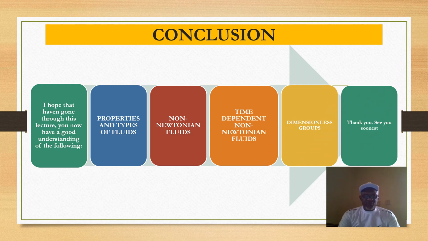Thank you very much. We've come to the end of this module. We've looked at properties and types of fluids. We looked at non-Newtonian fluids, time-dependent non-Newtonian fluids, and we also looked at some dimensionless numbers: Reynolds number, Schmidt number, Grashof number, and so on. I'm expecting to see you in the next class. Thank you.